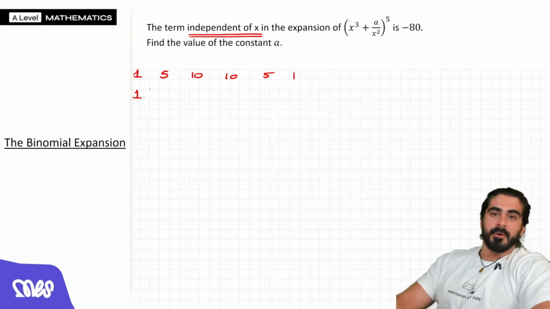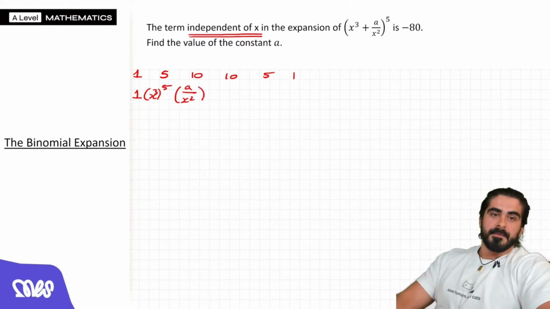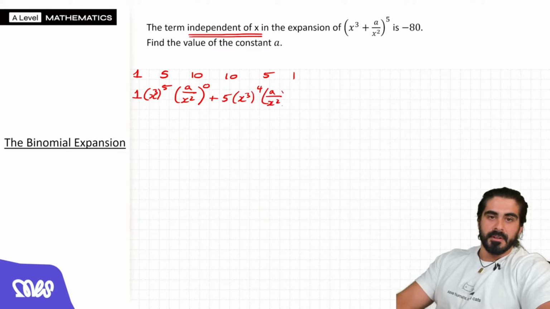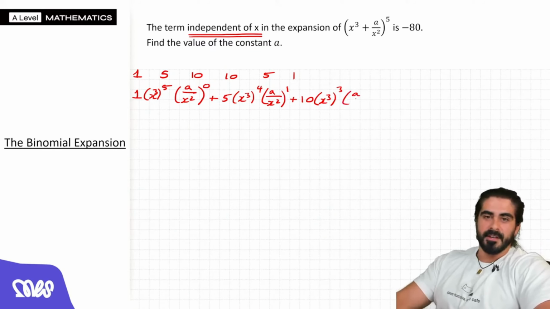So we're going to have 1. Remember, 1's going to go up, x cubed to the power of 5. Then it's going to go down. Then we'll have a over x squared to the power of 0. Then 5, x cubed to the power of 4, a over x squared to the power of 1. Guys, I swear we've got the hang of this now. We know what we're doing. You lot could answer this yourself. Then that's gone down in power, 3. The other one's going up, so it'll be squared. a over x squared squared.